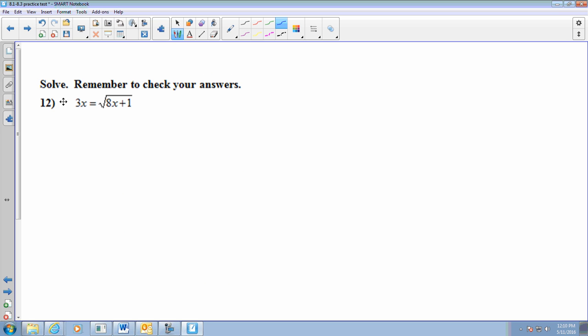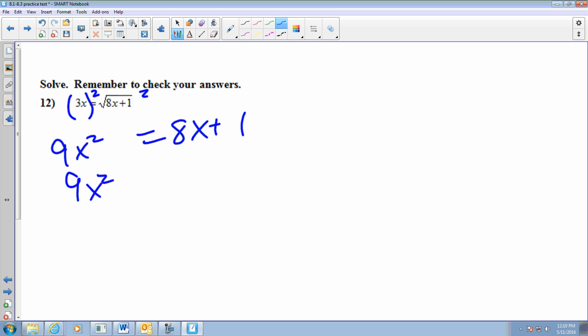Number 12. It says to solve, and we want to check our answers because I'm going to be squaring both sides to solve it. 3x quantity squared gives me 9x squared equals 8x plus 1. We want to move it to one side, so I get a 0 on this side. So I get a negative 8x and a minus 1. We have a couple options. I'm going to use the quadratic formula.